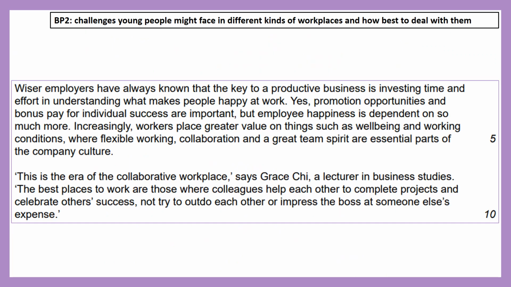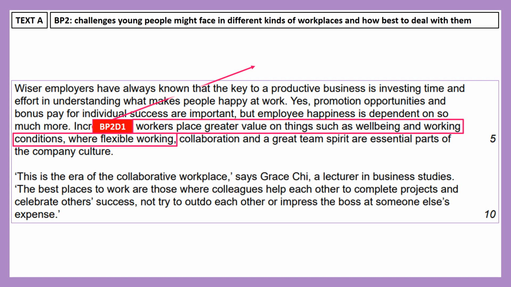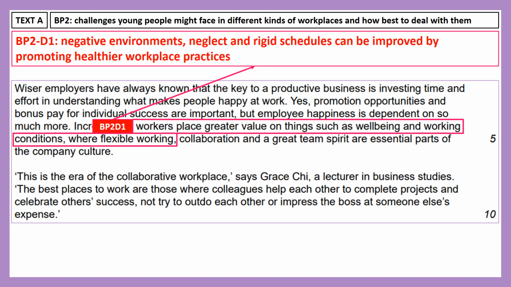Reread the text and annotate the relevant details for bullet point 2. Explain some of the challenges young people might face in different kinds of workplaces and how best to deal with them. Detail 1 from text A, lines 4 and 5 can be developed as: negative environments, neglect, and rigid schedules can be improved by promoting healthier workplace practices.